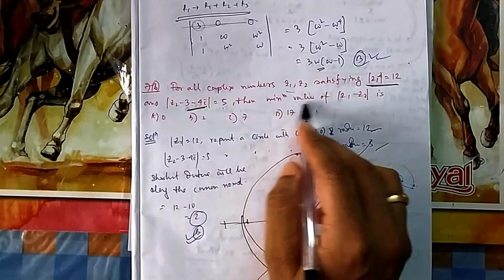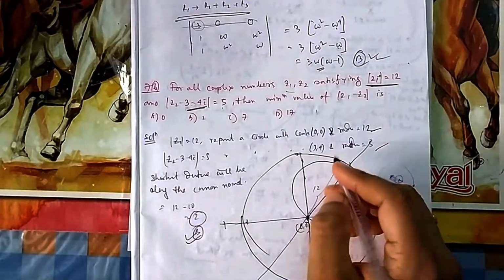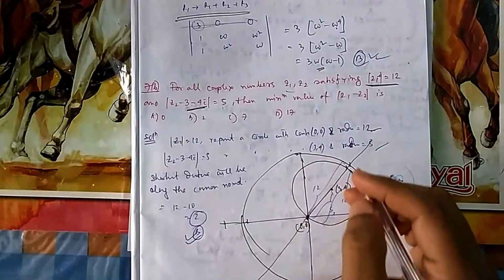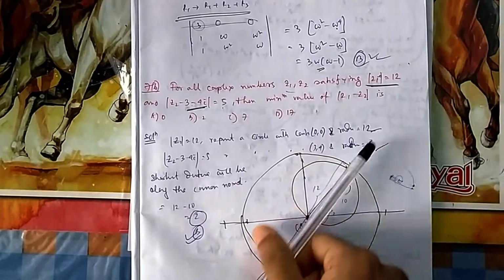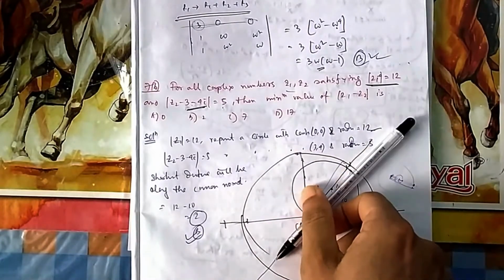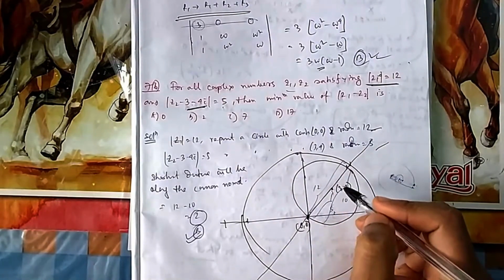So now they are asking the minimum distance between Z1 and Z2. So your Z1 can lie anywhere here, Z2 can lie anywhere on this circle. So what will be the shortest distance? Shortest distance will always be along the normals. So this is the shortest distance, it is along the normals. So this length 12 minus 5, that is the length.